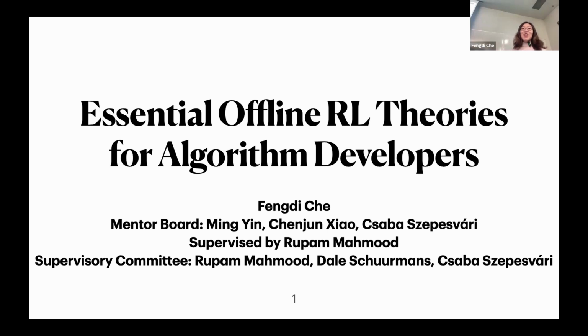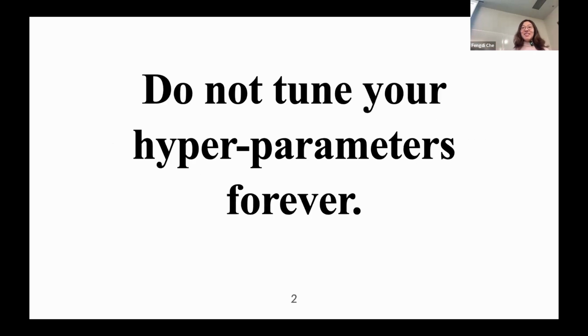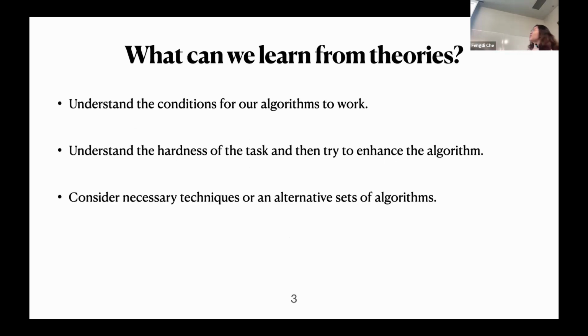So I have a really cool topic, essential theory. And what message do I want to say about it? Just one thing. Let's not try to tune our hyperparameters forever. We can do more than tuning hyperparameters. We can learn something from our theories, and we can try to understand our algorithms and understand the tasks. We want to know the limitation of our algorithm. We want to know the hardness of the task. And we want to know, for this specific task and challenge, what are the necessary techniques we need to solve everything.